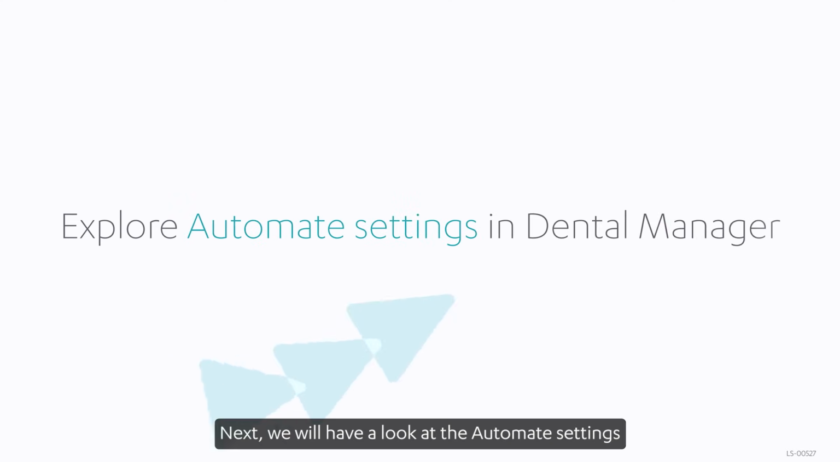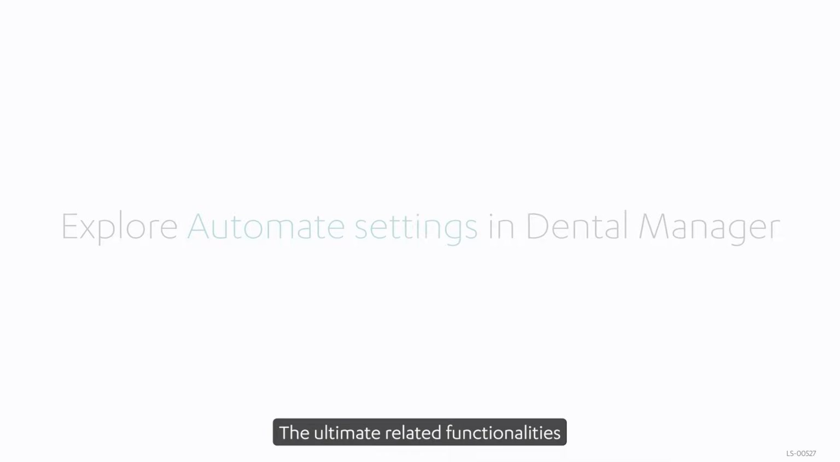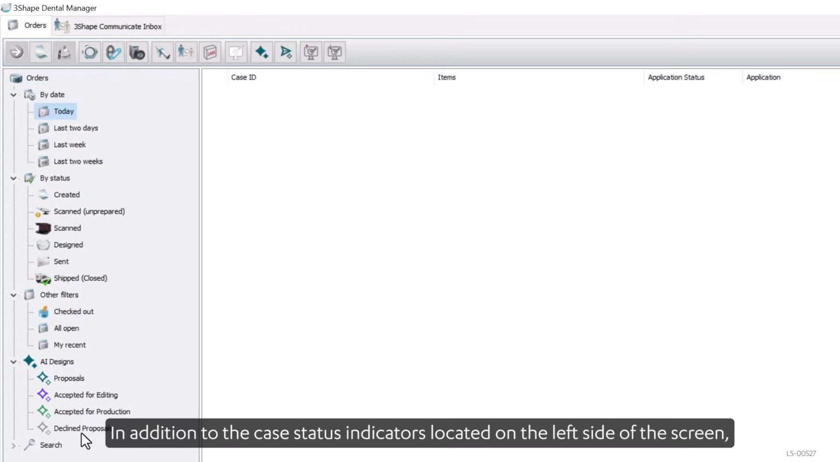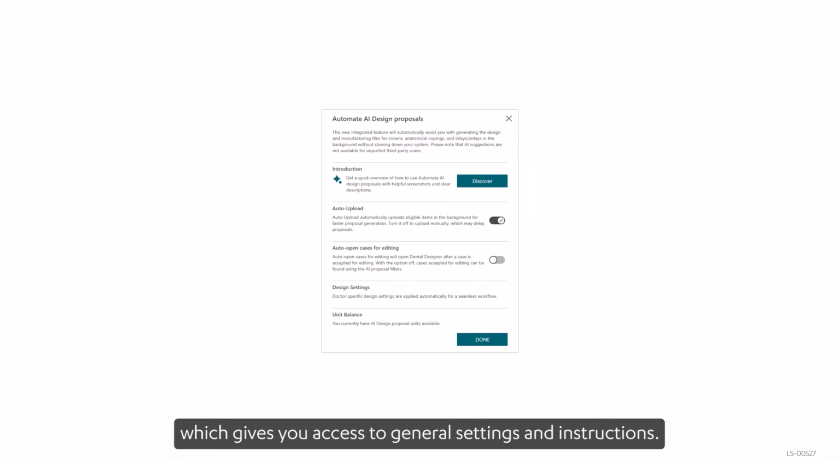Next, we'll have a look at the Automate settings and which changes Automate has brought into Dental Manager. The Automate-related functionalities can be identified by the dedicated AI icon. In addition to the case status indicators located on the left side of the screen, there is a button in the overhead toolbar called AI Proposals, which gives you access to general settings and instructions.